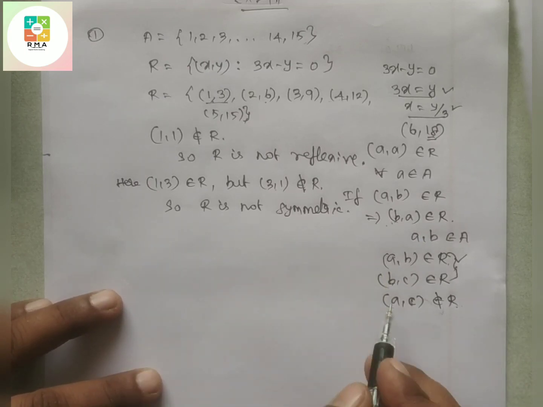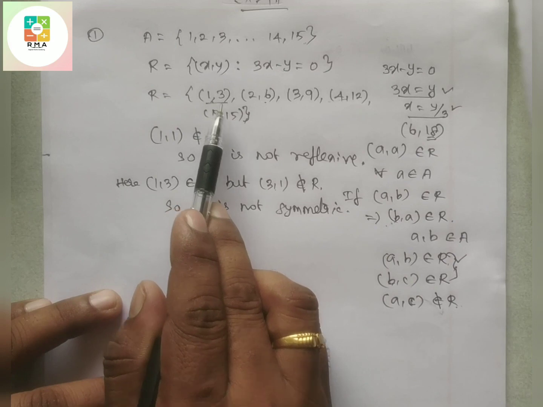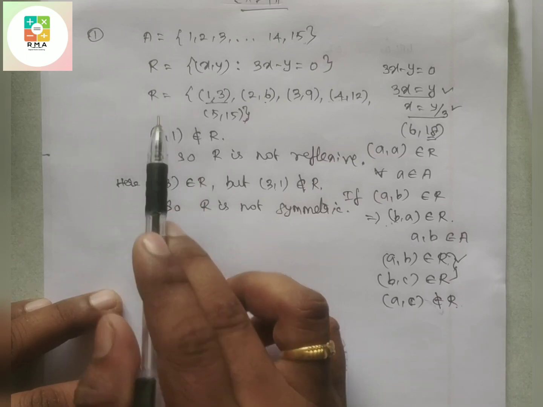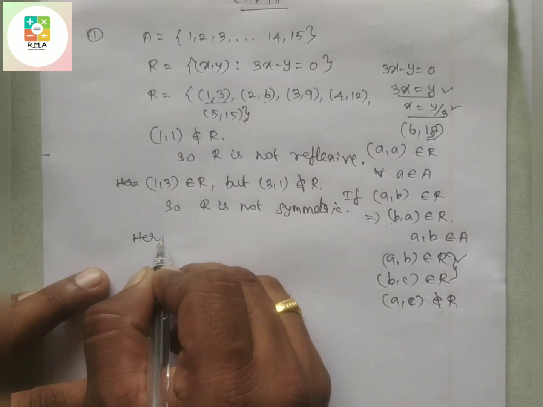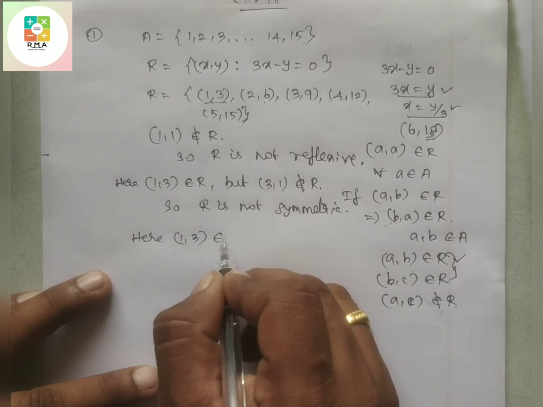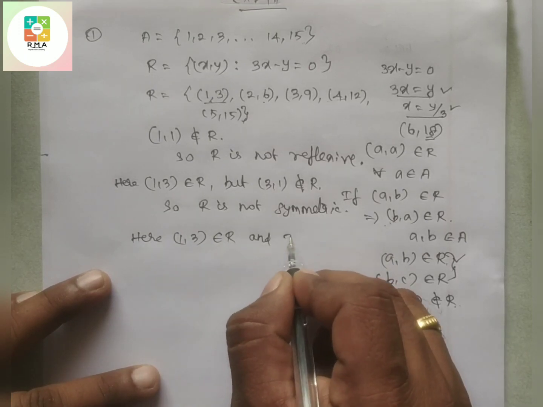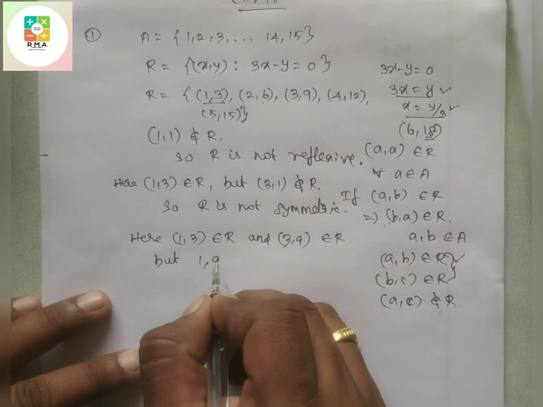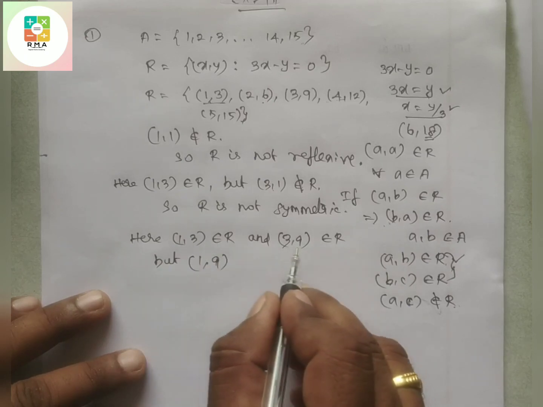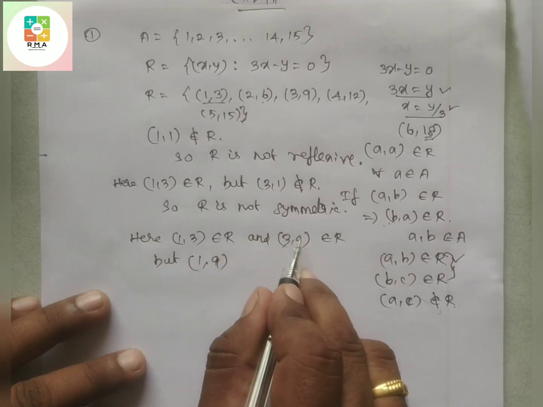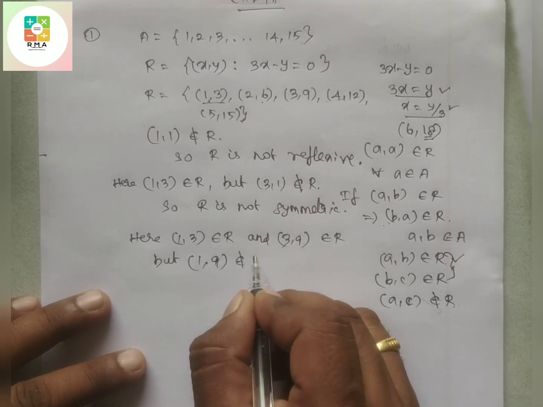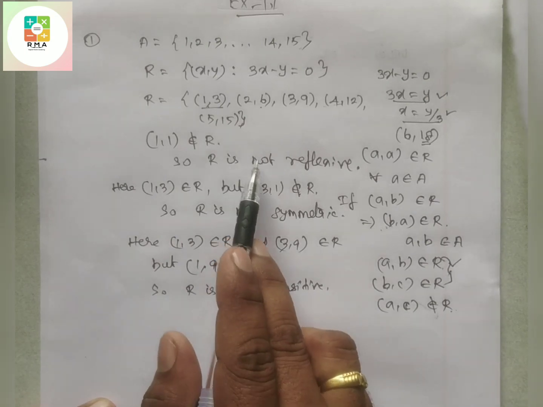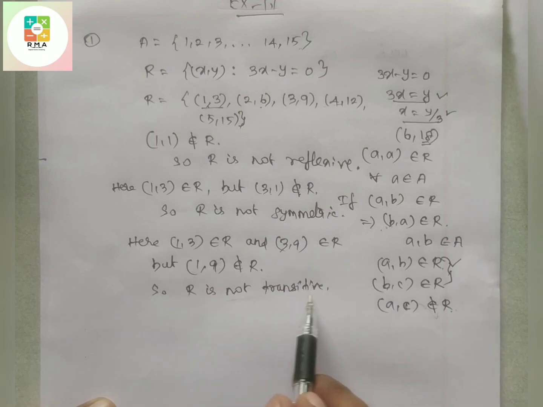Clear? So now we will check: (1, 3) is available in the relation, (3, 9) is available in the relation, but (1, 9) is not in the relation. Let me write that here. Here (1, 3) belongs to R and (3, 9) belongs to R, but (1, 9), that is (A, B) belongs to R, (B, C) belongs to R, (A, C), that is (1, 9), does not belong to R. So we can say that R is not transitive. So R is not reflexive, R is not symmetric, R is not transitive.